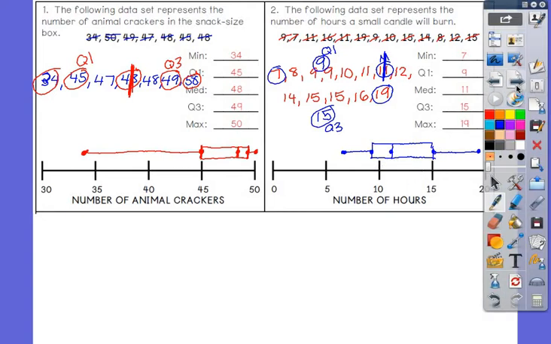All right, now we're going to answer some questions about box and whisker now that we know what they're about. God bless you.